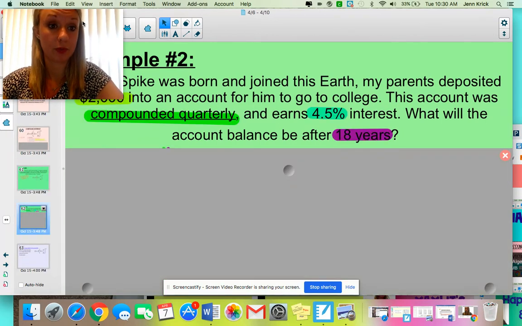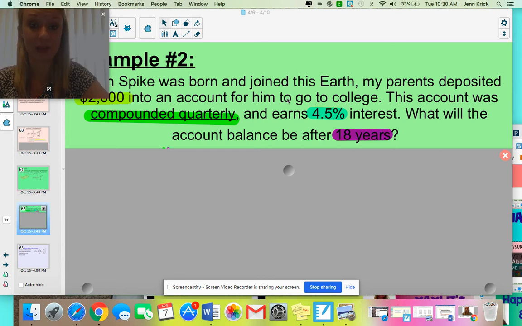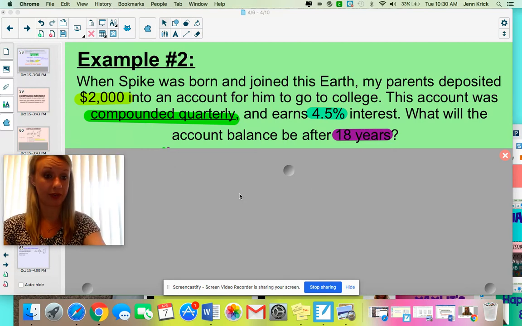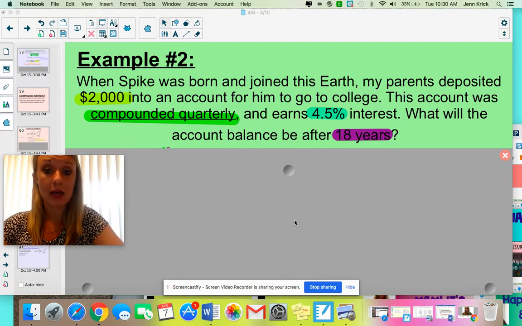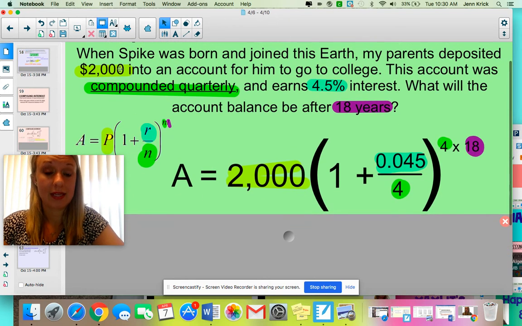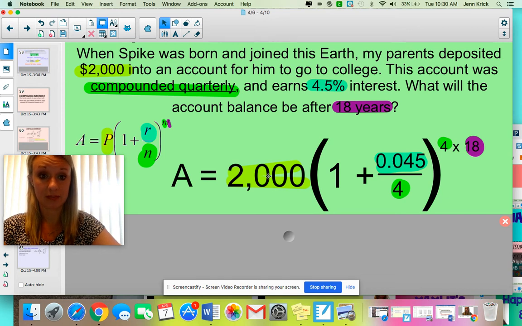All right, so here we are. Hopefully yours matches mine. I also highlighted this so that it can help show where the variables are allocated within the equation. Here we are. Okay, so it says $2,000. That's our principal amount. That's going in for P.